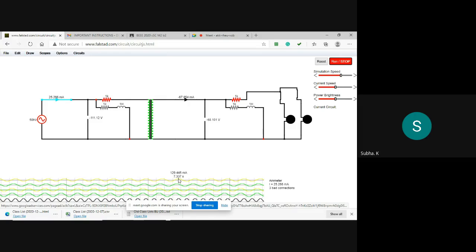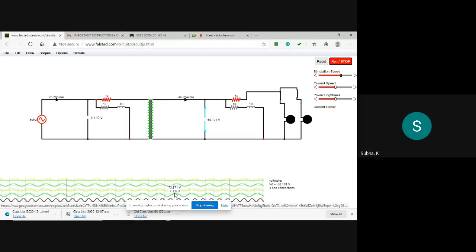This will be the primary current. Like this. And then this will be the secondary current, like that. Keep near the peak and check. This is the secondary voltage. Should be equal to 115. Accordingly you set the turns ratio.